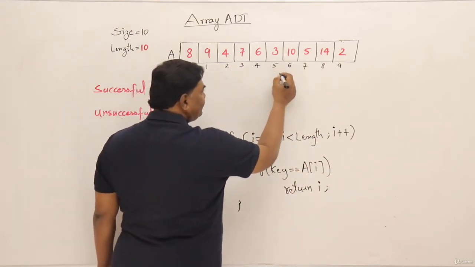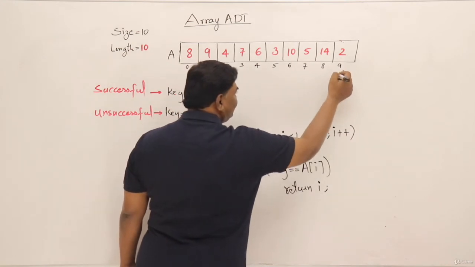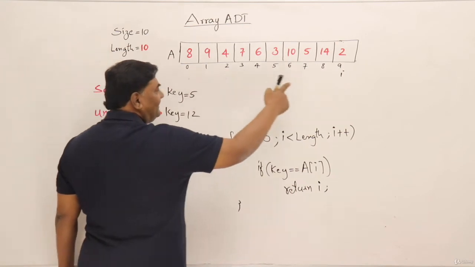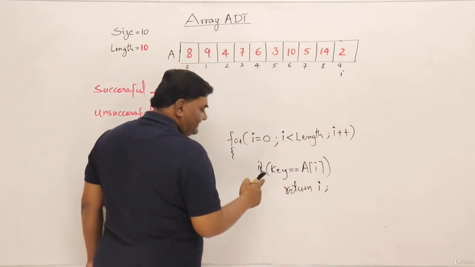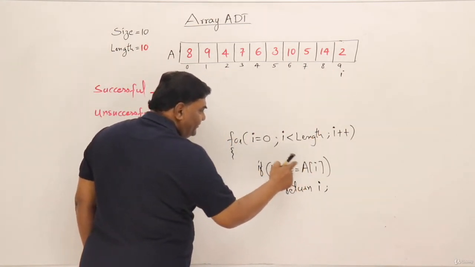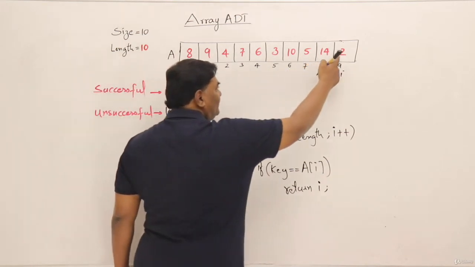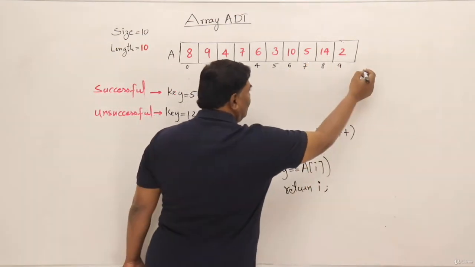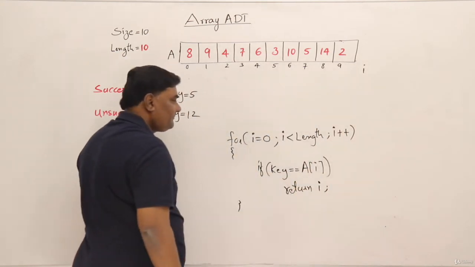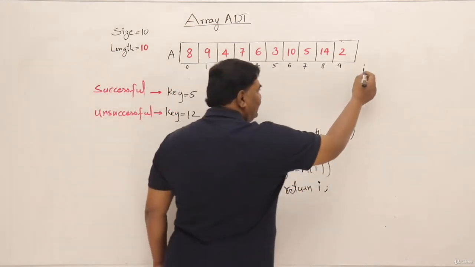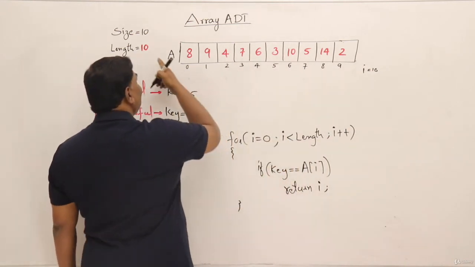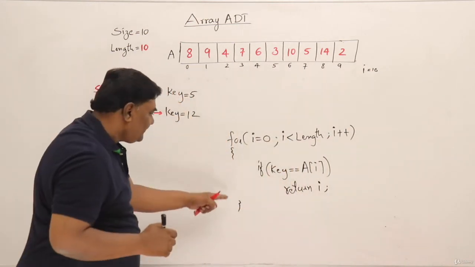So i will move to next, then next, then next, then finally let us take this. i is less than length? Yes, length is 10 and i is 9. Yes, it is less. So key, is it equal to A of i? 12, is it equal to 2? No. Then continue, i plus plus. i will move to the next location. Now i became 10, and 10 is not less than 10. So it will come out of the loop.